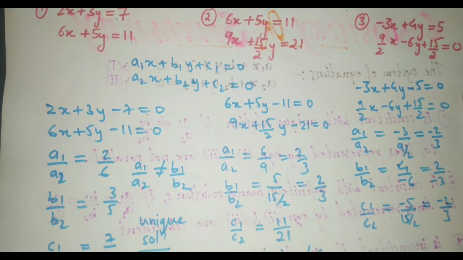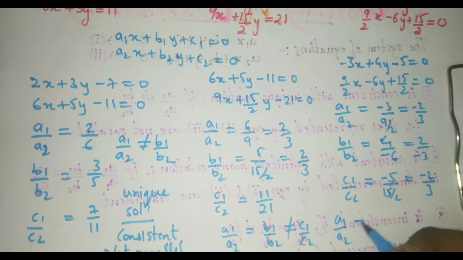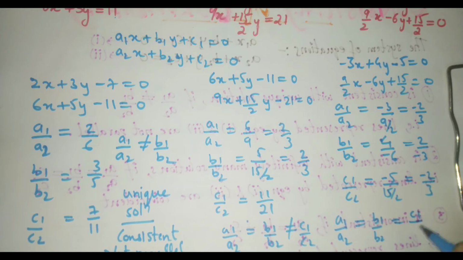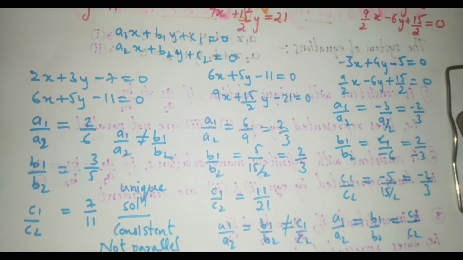So you can observe here, in this case, that is a1 by a2 is equal to b1 by b2 and it is also equal to c1 by c2. So this is the second case. So in the second case, it is that the system of equation has many solutions and it is consistent also, has infinitely many solutions, and lines are coincident. So this thing you have to remember.